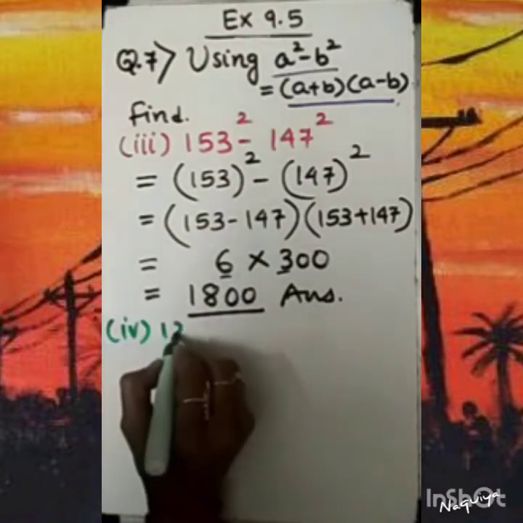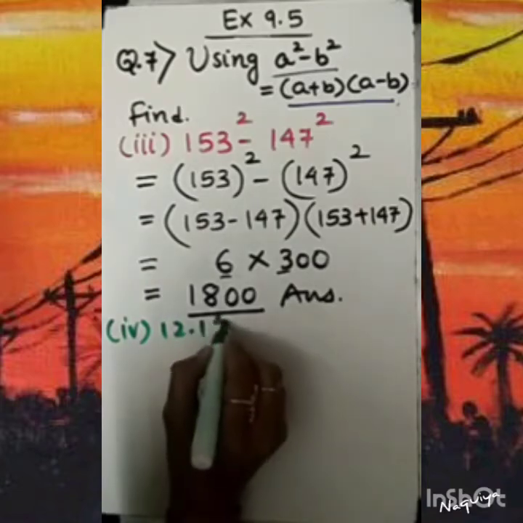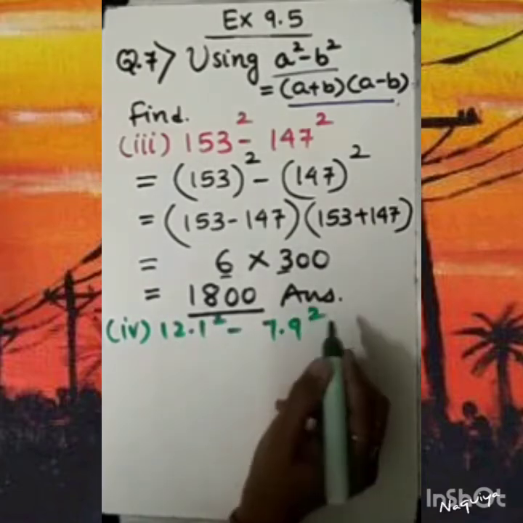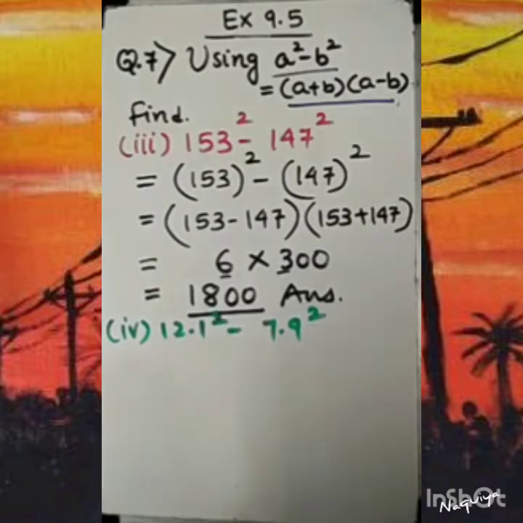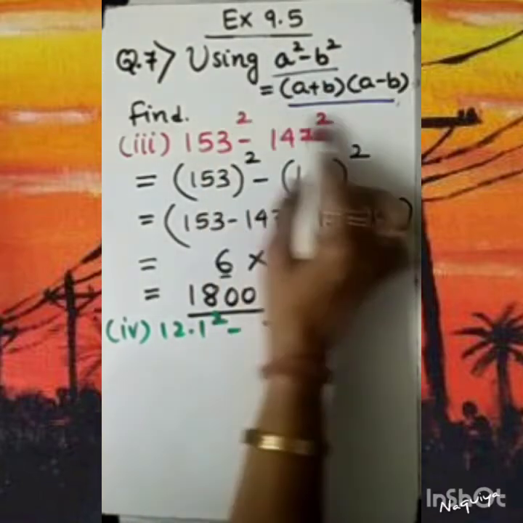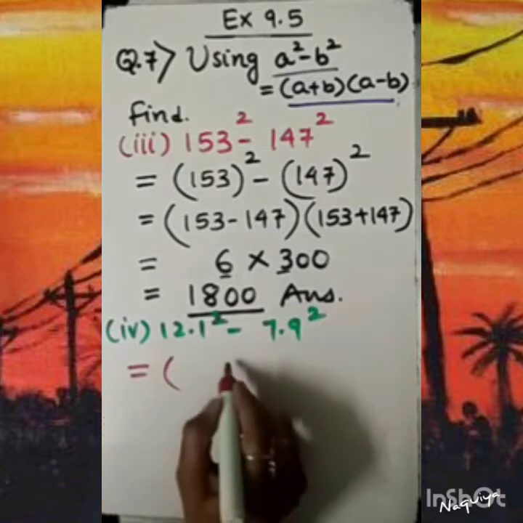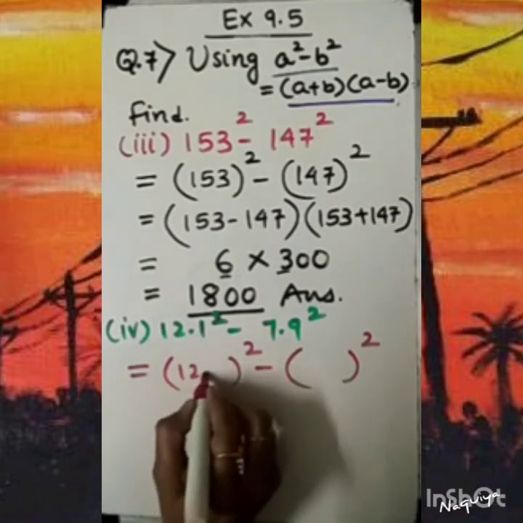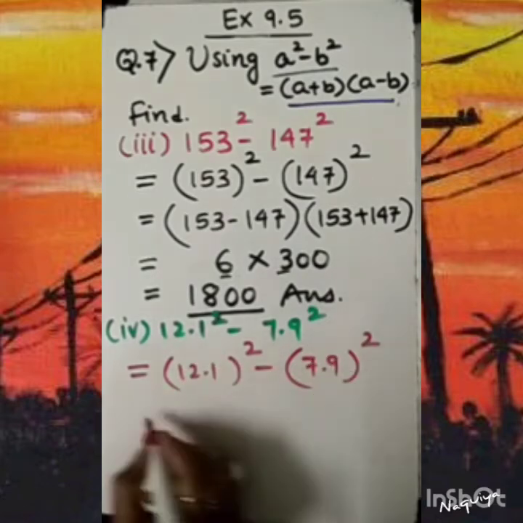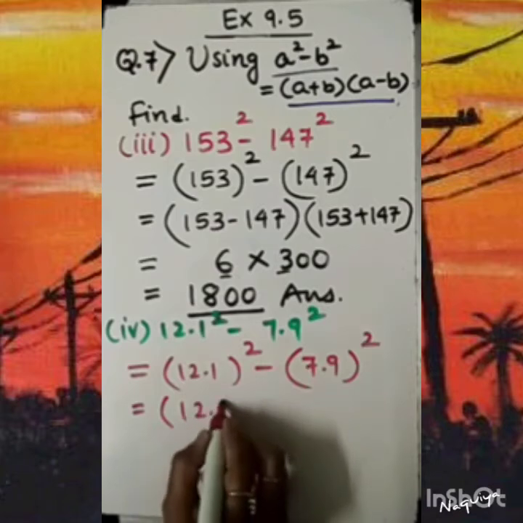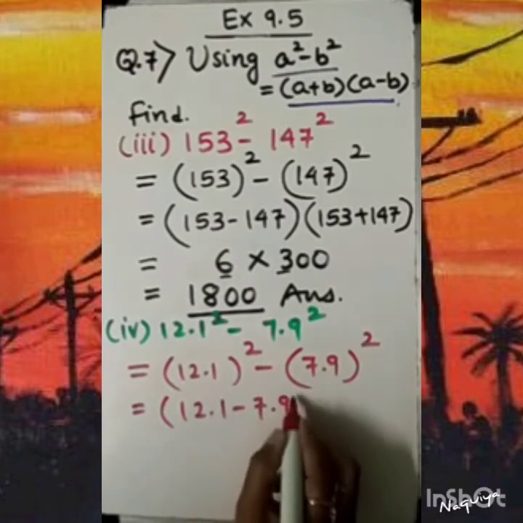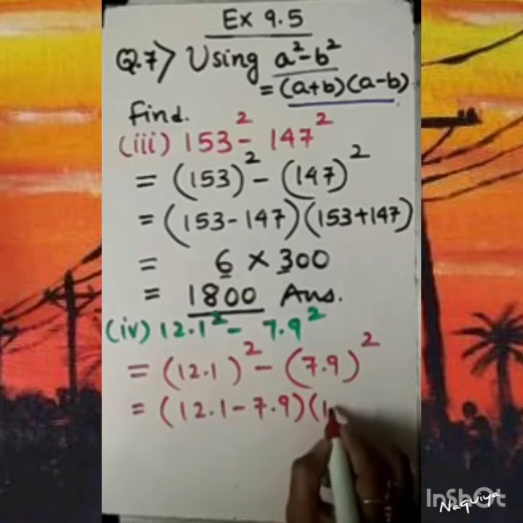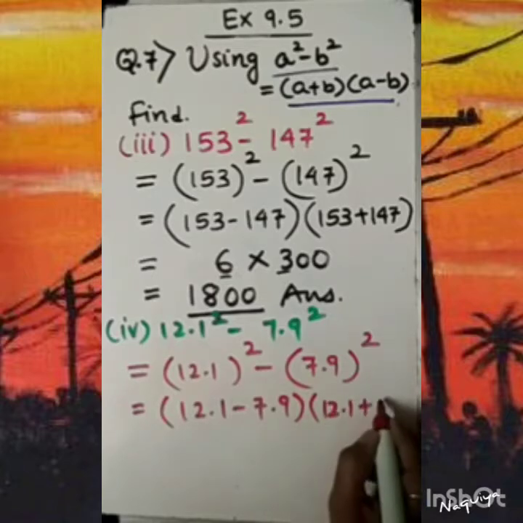Fourth, we are given in decimal 12.1 square minus 7.9 square. Here also square, and here also square. So very simple, very easy, because in the question itself we are given which identity we are going to use here. So let me write it in whole square form. The square of 12.1, and this is the square of 7.9. So we know that first time we need to have subtraction of these two numbers, and another second time we need to add here.